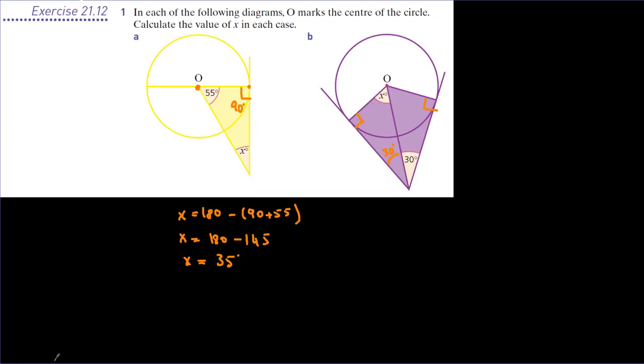Okay, so if we return to this question again, as you see, x plus 90 plus 30 is 180 degrees, or we can say like this, x is equal to 180 minus (90 plus 30), which is equal to 180 minus 120, and then x is equal to 60. So this is the answer of the question.